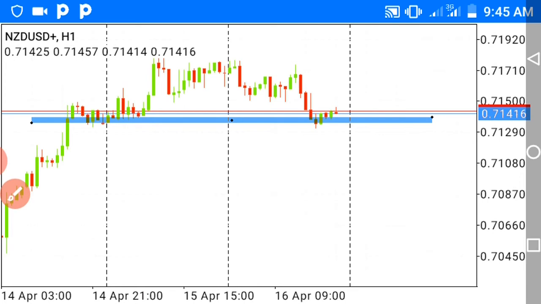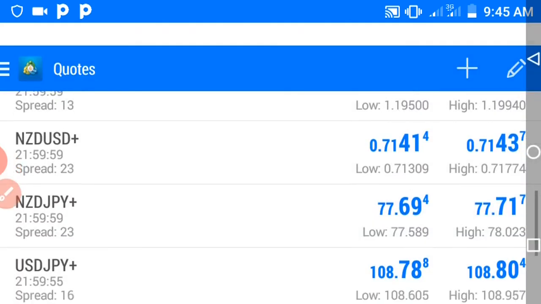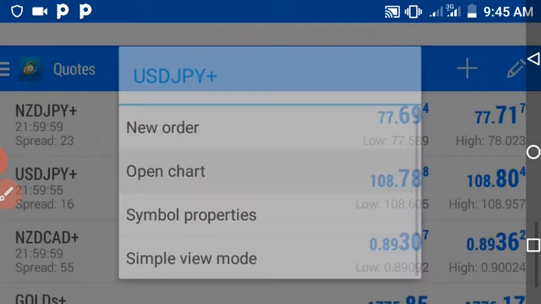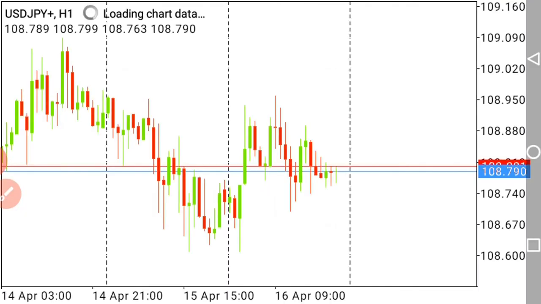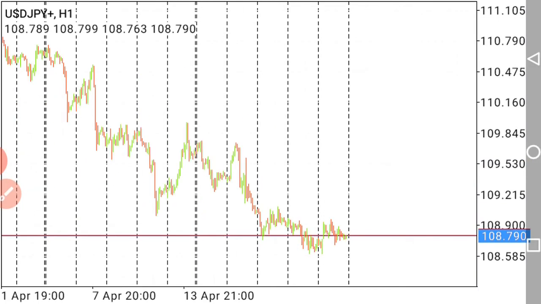So let's go to the next one again, which is the USDJPY. Still a little bit faster. Just mark the structure for you, just to show you what we will be expecting.